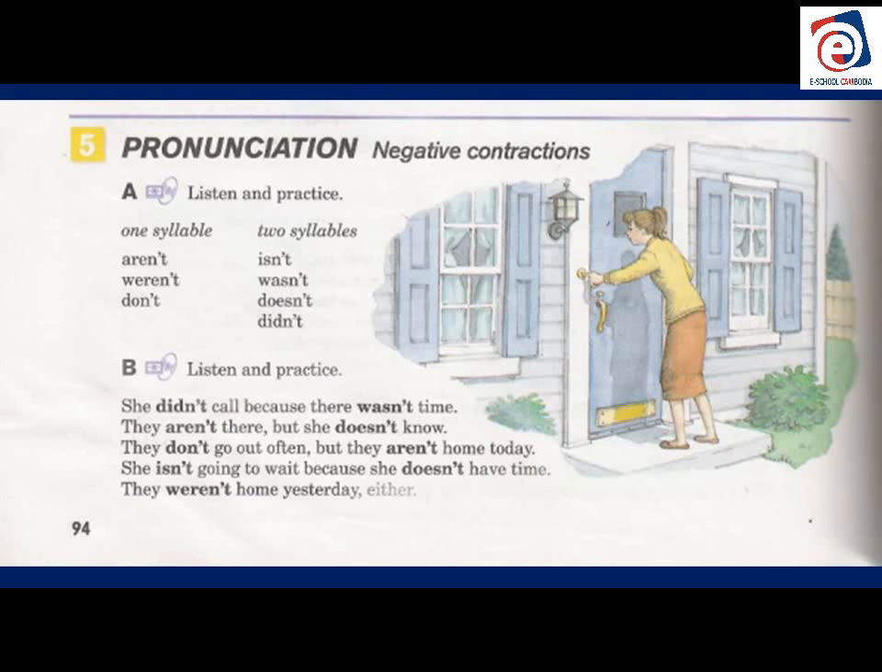If you see exercise A, there are 1-syllable contractions and 2-syllable contractions. So let's practice the pronunciation. Say these after me. Aren't. Aren't. You have to make the T sound on the end. You see, all of these contractions have a final T. And so you must make the T sound. Aren't.